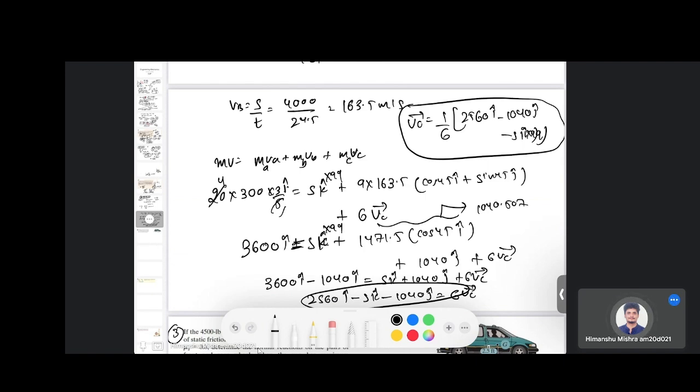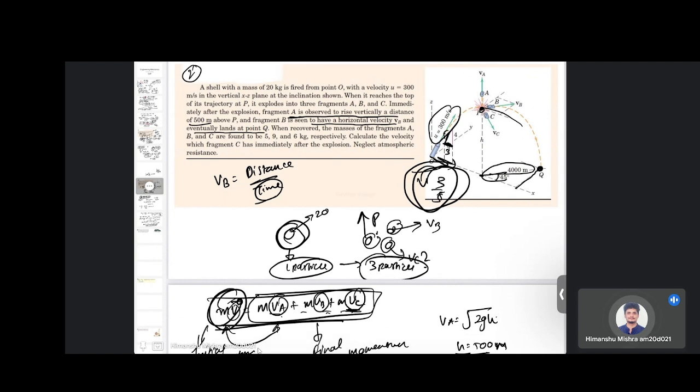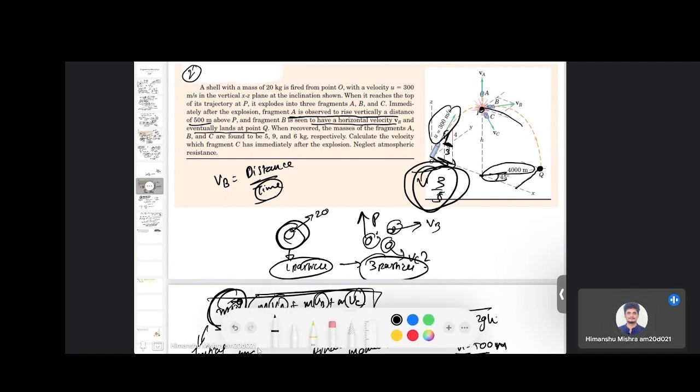So again, it was quite a straightforward problem. We are given a projectile, and initially it is of mass 20 kg and shot at a velocity of 300 meter per second. And at point P, it is divided into three parts, A, B, and C, with different masses. We are given that fragment A is rising vertically, and fragment B lands at some position which is given at point Q, and we need to find the velocity of fragment C.